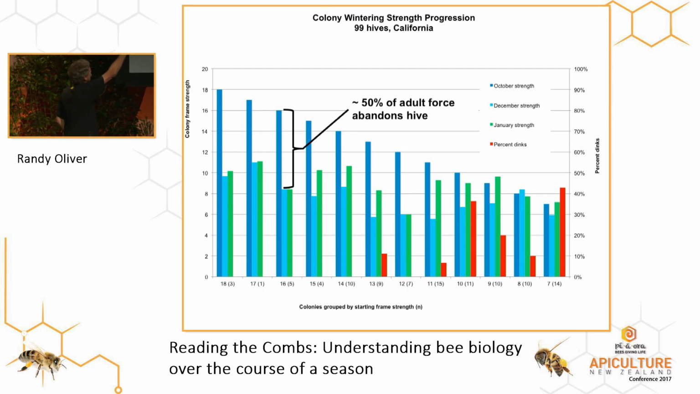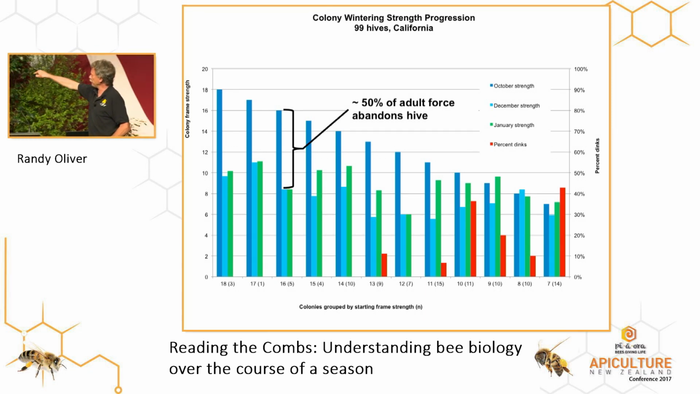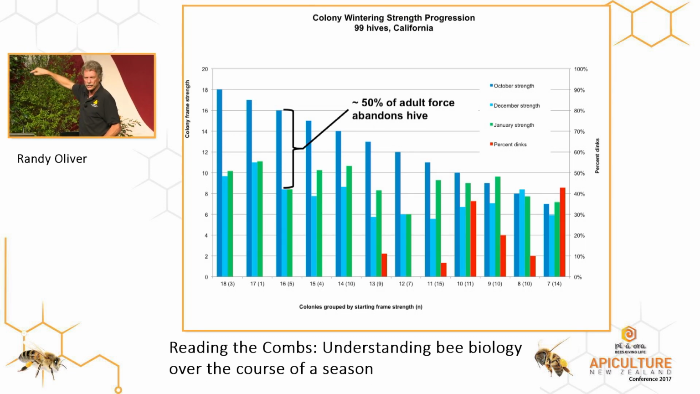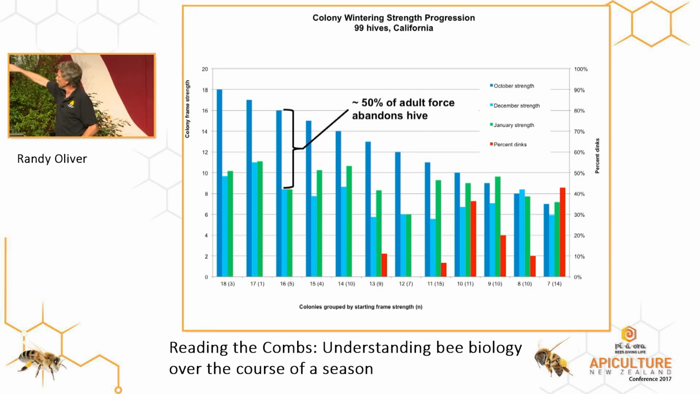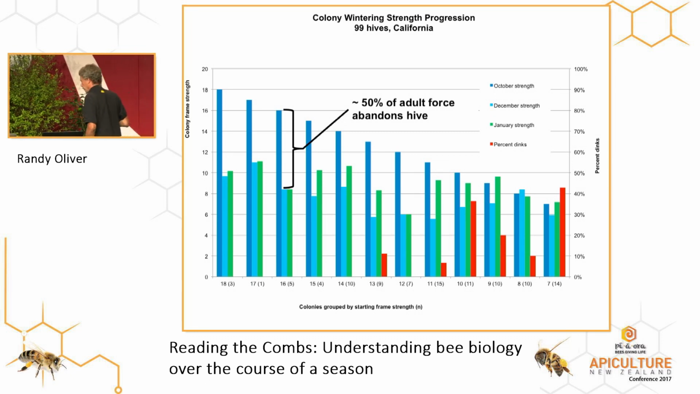started 199 hives. This is their strength going into, so let's see, this was October, December, January. So this is late fall, mid-winter, and then shortly after the winter solstice. These are the number of colonies that had 18 frames of bees, 17 frames of bees, 16 frames of bees. These are the weaker ones, only 7 frames of bees. And the blue line is the fall strength, the light blue line is the midwinter strength, and then the green line would be their very late winter strength, just before almond pollination.